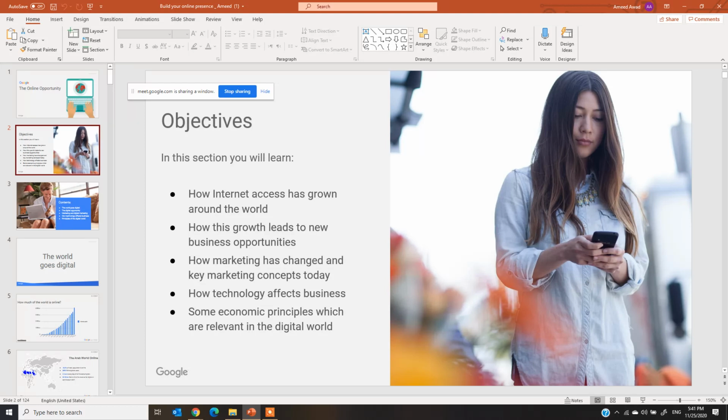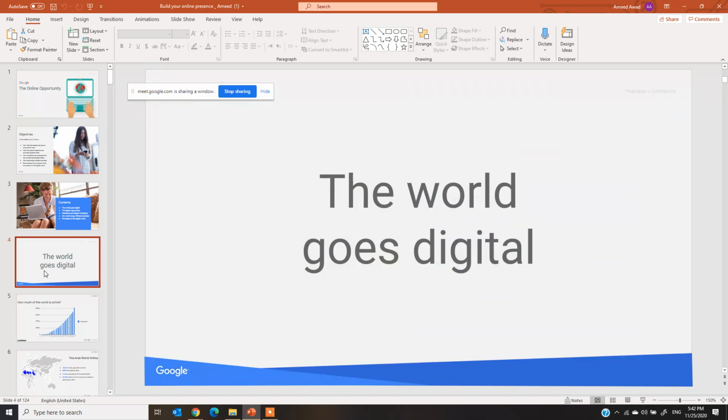The third thing we will touch base on is how marketing has changed from the previous traditional concept to the new digital marketing concept, which is a huge difference between traditional marketing and of course digital marketing, and how things have changed for the last 10 years. How technology affects our daily business and some economic principles that should be relevant to the digital world. So let's start with the world going digital.